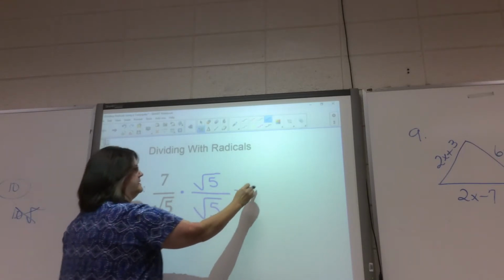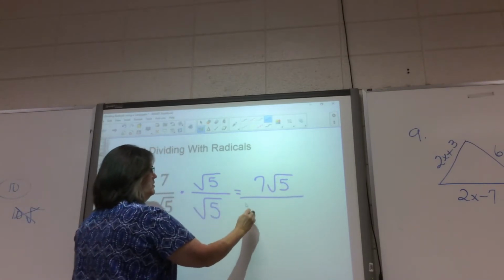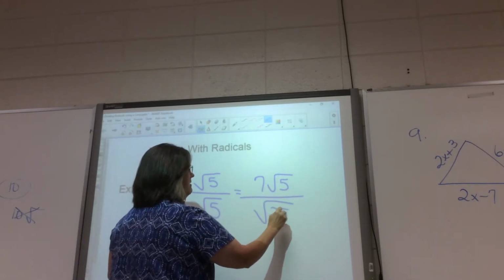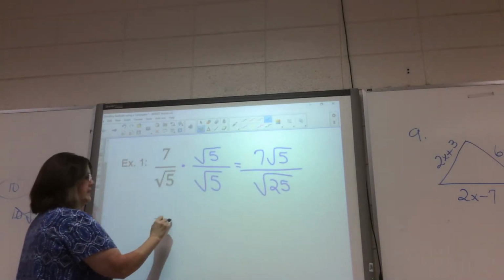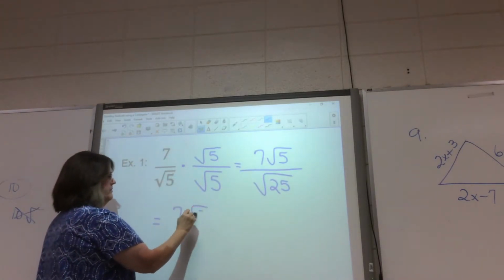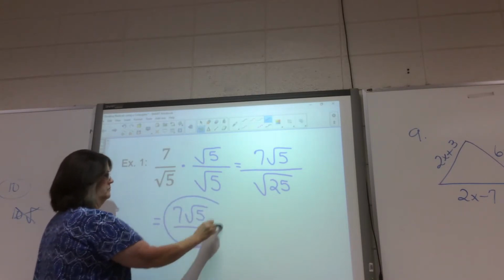That's going to give me 7 times the square root of 5 over the square root of 25. And the square root of 25 is 5. So that gives me 7 times the square root of 5 over 5. And my radical is gone. Okay.